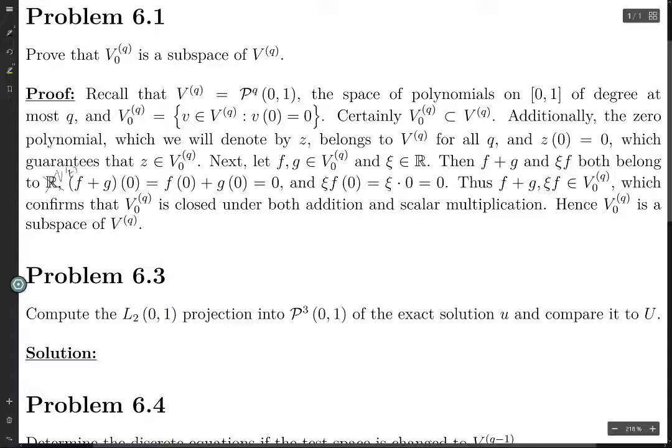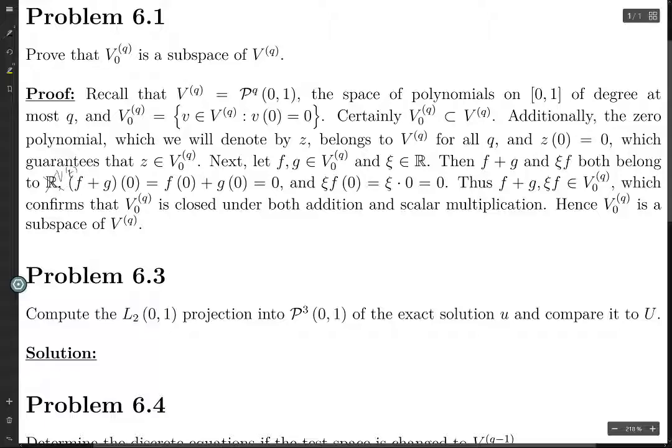So these two polynomials, f plus g and xi f, both belong to VQ. And then if you evaluate these things at 0, taking the sum evaluated at 0, that's just f0 plus g0, which, since f and g are in V0Q, are both 0. So f0 plus g0 is 0 plus 0, which is 0. And xi f of 0 is just xi times 0, which is 0. So f plus g and xi f are both elements of VQ which vanish at x equals 0, and therefore they're both elements of V0Q.